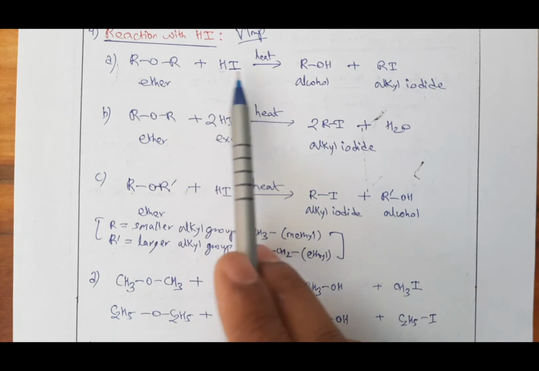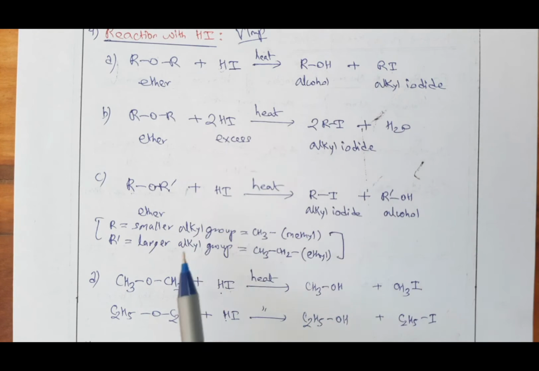So when you react ether with less amount of HI, you get alcohol and alkyl iodide. In the particular example, if you react with methyl, you get methyl alcohol and methyl iodide. If you react with diethyl ether, you get ethyl alcohol and ethyl iodide.